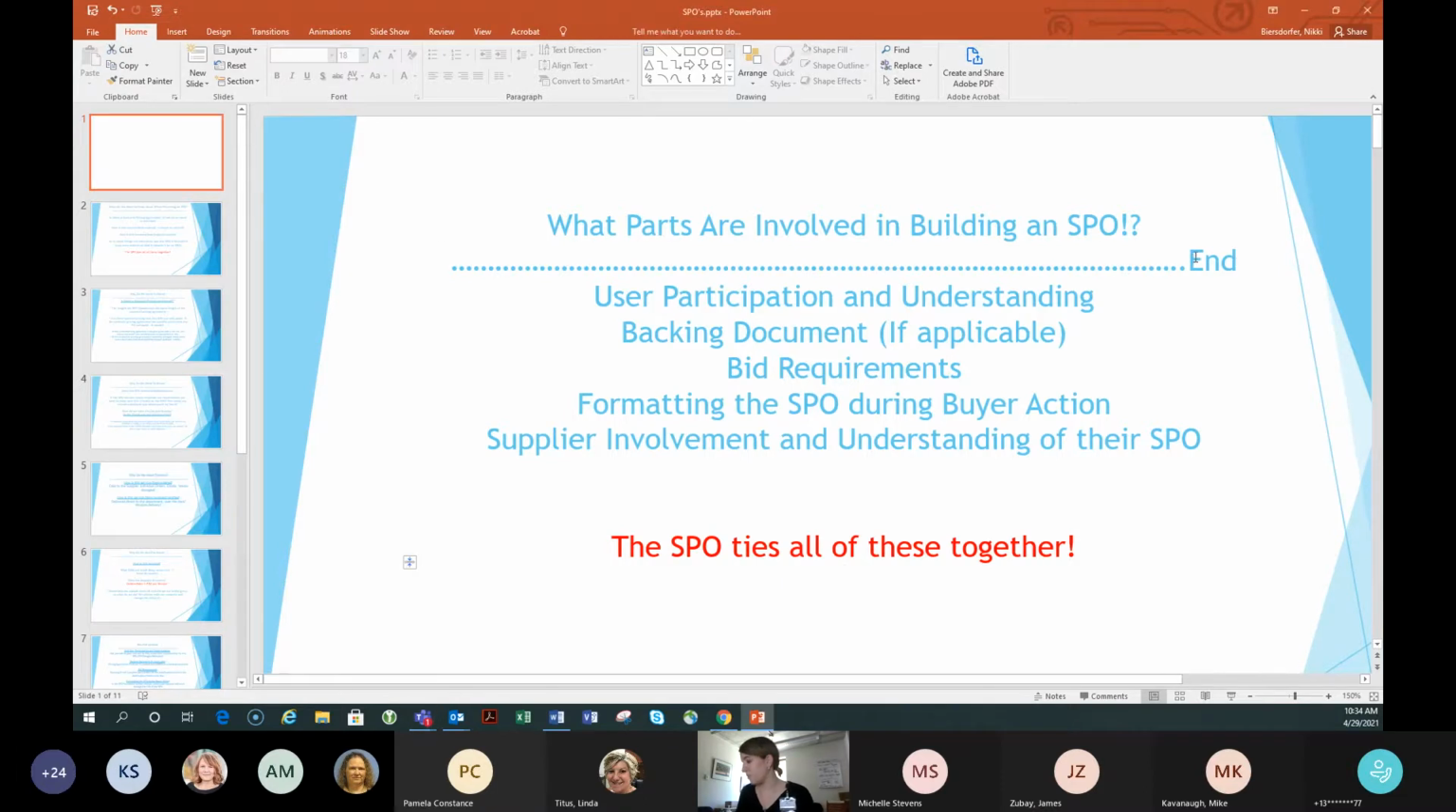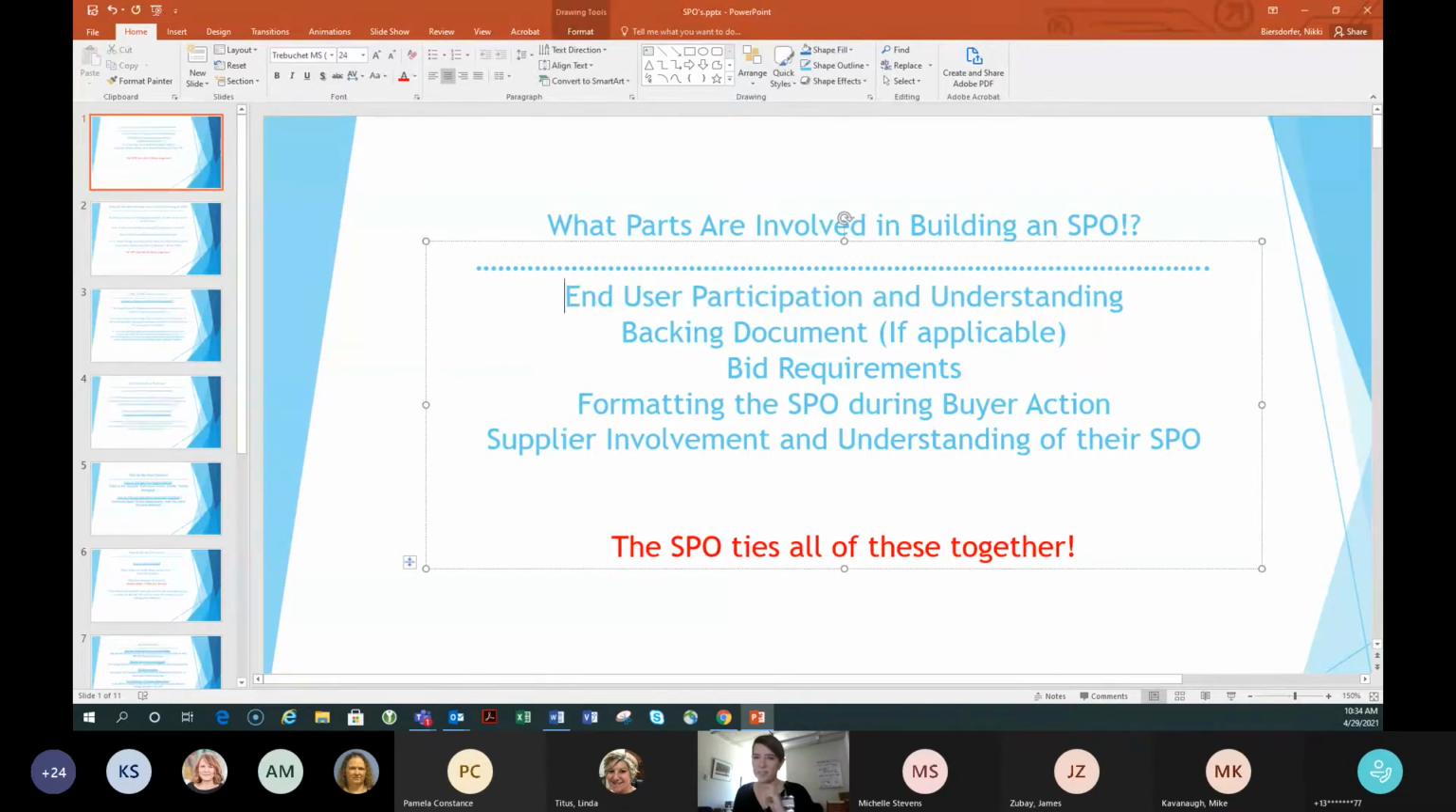So first, let's talk about this. There's actually several parts in building an SPO. First, it's our end user understanding and participation. A lot of our SPOs are for non-tangible services, for software billings or PM agreements or leases or taxes or utilities, things where there is not a tangible exchange of goods at a singular point. So who receives those? Who manages those? That's our end users. That's our stakeholders. They have to understand their participation.